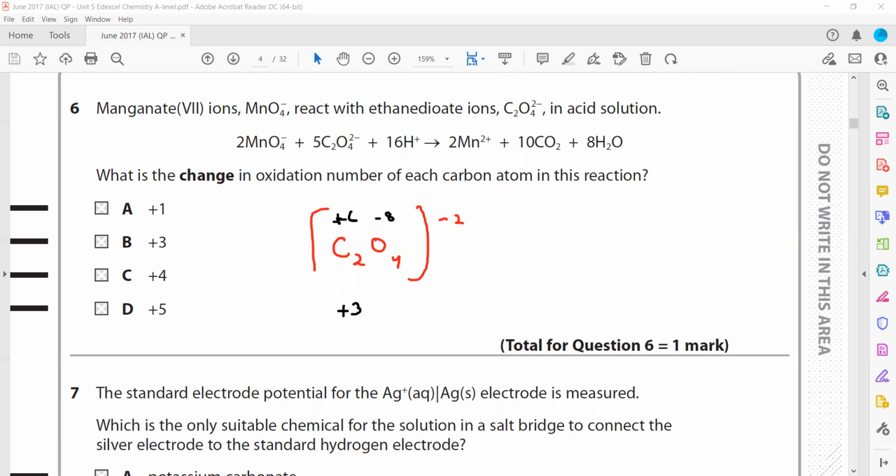And when we write for carbon dioxide, it is a neutral compound. So each oxygen is minus 2, 2 oxygen will be minus 4, so carbon should be plus 4. So what is the change? Plus 3 becomes plus 4. So that is why A is the right answer.